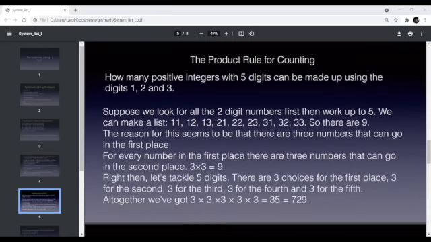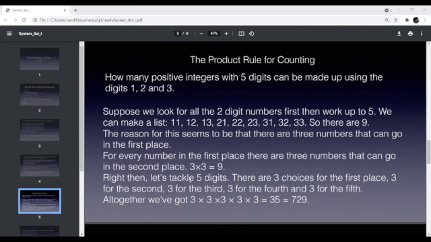The product rule for counting. How many positive integers with 5 digits can be made up using the digits 1, 2, and 3? Suppose we look for all the 2-digit numbers, then work up to 5. We can make a list: 11, 12, 13, 21, 22, 23, 31, 32, 33. So there are 9. The reason for this seems to be that there are 3 numbers that can go in the first place. For every first digit, there are 3 numbers that can go in the second place. 3 times 3 is 9.